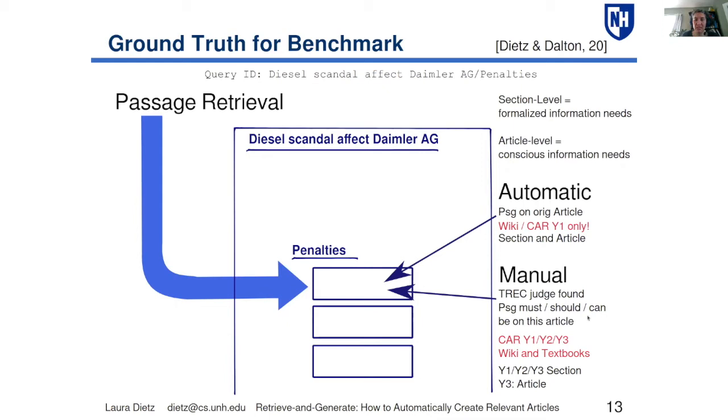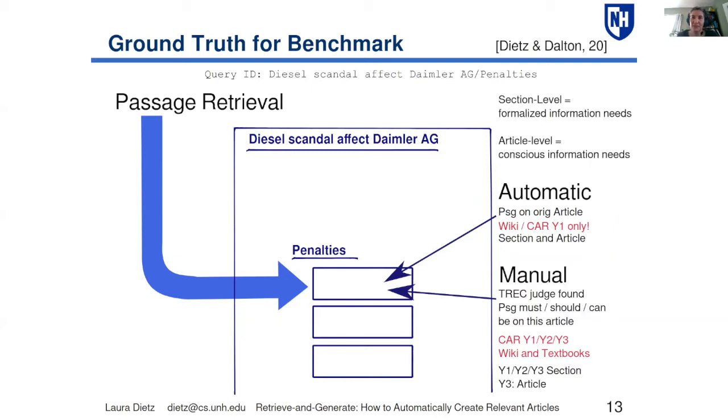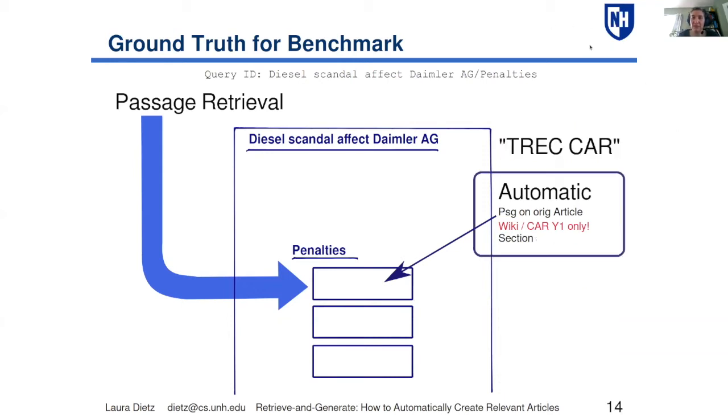We can do it both on Wiki and on textbooks, where in textbooks, we used the query and the outline from school books, but we asked them to populate the school book outlines with Wikipedia sections. So this automatic approach wouldn't really work there. So what most people think about when they hear TREC CAR is this automatic part. And in this publication here with Jeff Dalton from last year, we actually published a further study on whether this automatic relevance assessment actually is any good.